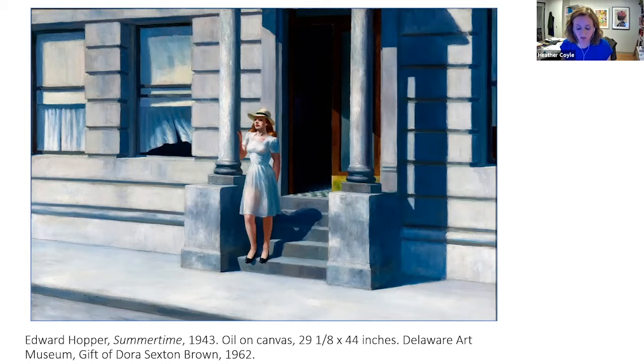Summertime was one of Hopper's 2 oil paintings from 1943, the year after he completed Nighthawks and sold it to the Art Institute of Chicago within 6 months. Right after he finished Summertime, Hopper exhibited this painting extensively. The canvas was shown at annual exhibitions of the Whitney Museum and the Pennsylvania Academy of the Fine Arts in 1943, and the following year, he sent it to the Corcoran Biennial.